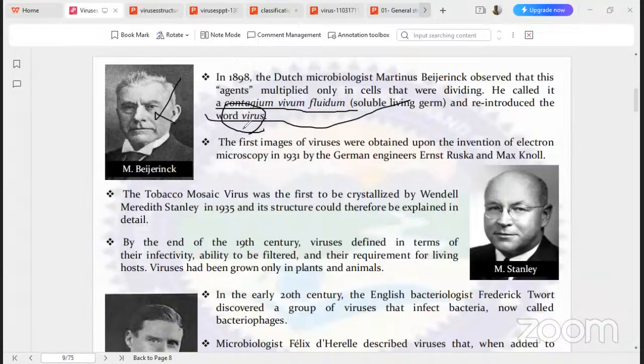The first virus structure was observed on the electron microscope by Ernst Ruska. First electron microscope discovered by Ruska. After that, Stanley crystallized the tobacco mosaic virus. It was filtered with a bacterial filter, though it had the fluid which causes disease to plants and animals.